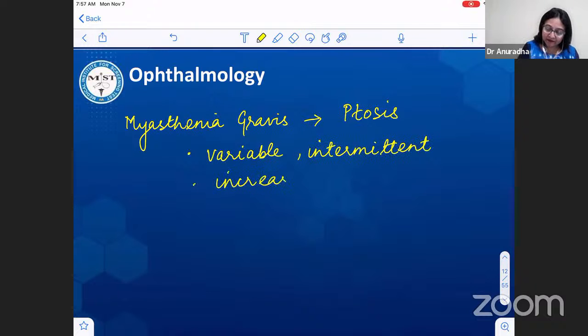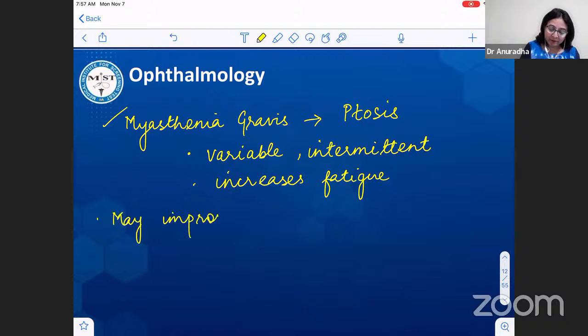When the patient is fatigued, there may be no ptosis in the morning, but ptosis in the evening. So variable, intermittent ptosis, which increases with fatigue, is a feature of myasthenia gravis. This ptosis may improve with application of ice packs. That is known as the ice pack test. This was a question in the last exam, beta.